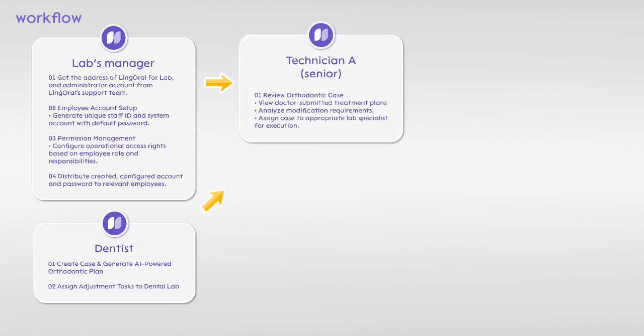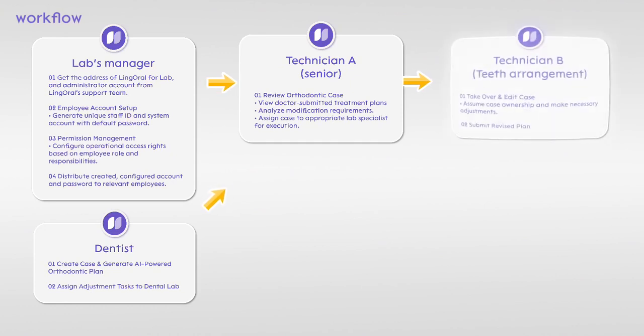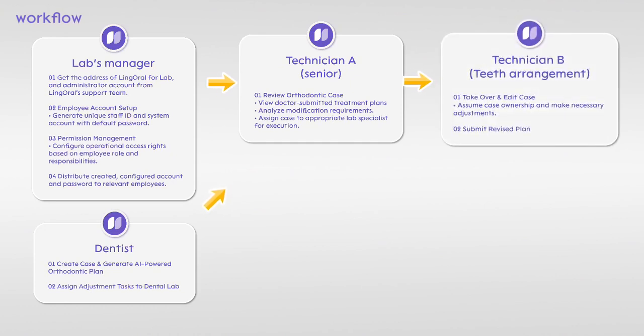Technician A: Review orthodontic case. View doctor submitted treatment plans. Analyze modification requirements. Assign case to appropriate lab specialist for execution. Technician B: Take over and edit case. Assume case ownership and make necessary adjustments. Submit revised plan.